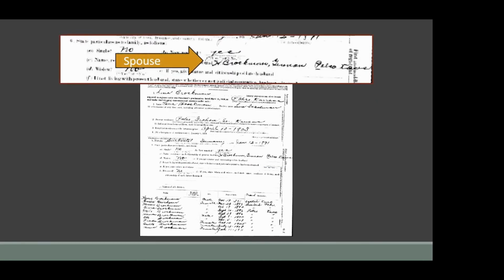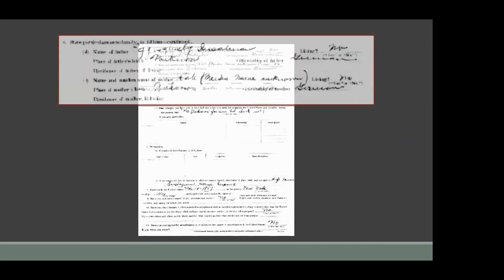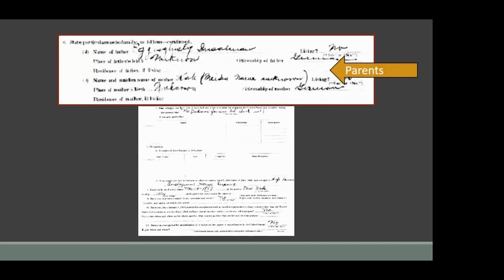We're told her husband is Herman Brockman. We're given a listing of her children, their date of birth, and where they are currently residing in the United States. Look at all those children. We are given information about her parents. We are also told that both of her parents are deceased.